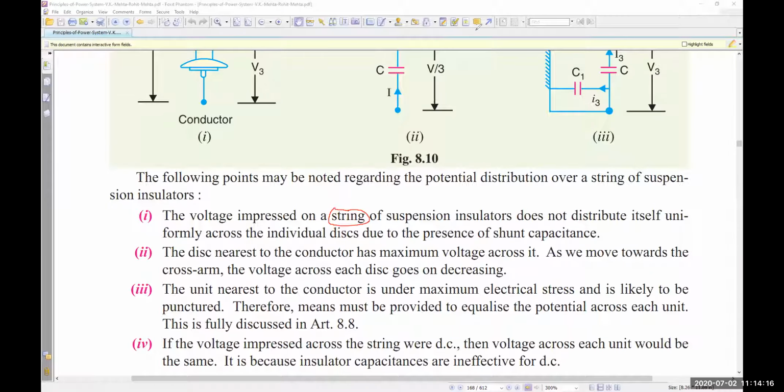String is a wire set. No, not wire. Here it is not wire. It is actually a, what should I say?